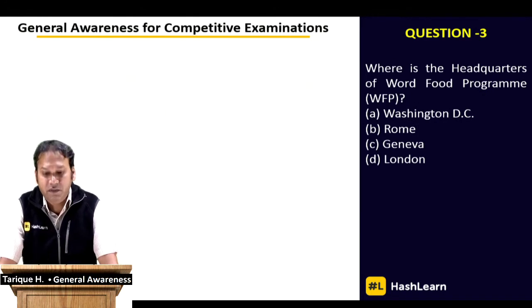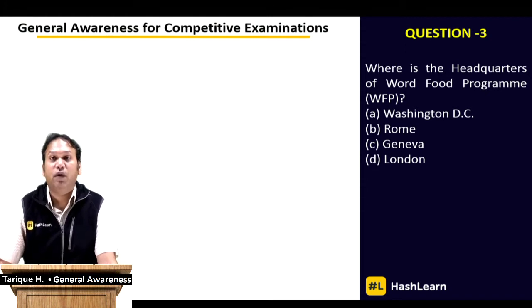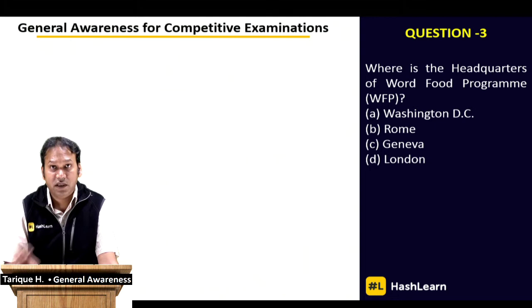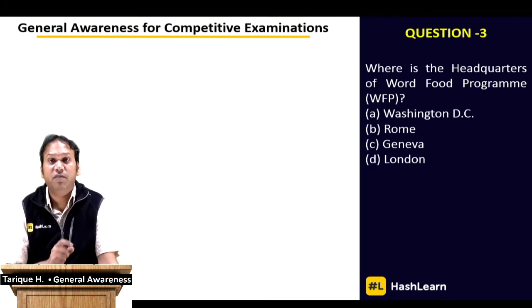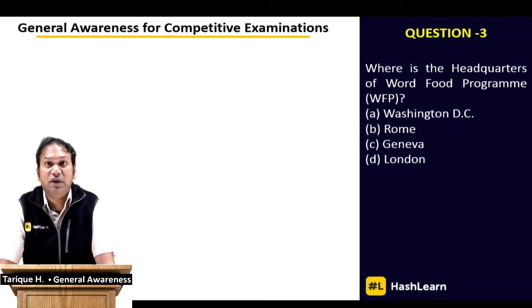Let's go to another question based on the headquarters, and that is World Food Program, WFP. Where is the headquarters of the World Food Program? This is normally something that is, as I told you, ideally we have headquarters in Washington, Geneva, Paris, in these cities, but there are some organizations like the World Food Program. The headquarters of the World Food Program is in Rome, which is in Italy. So question number 3, the correct answer is B, which is Rome.